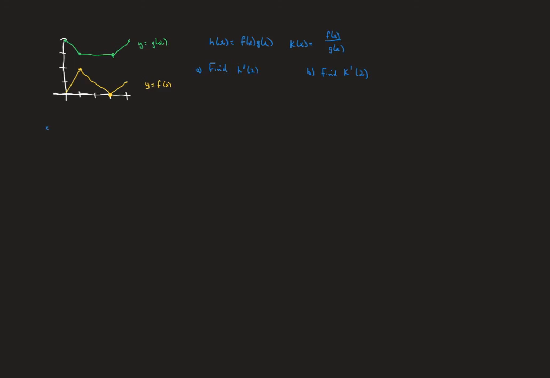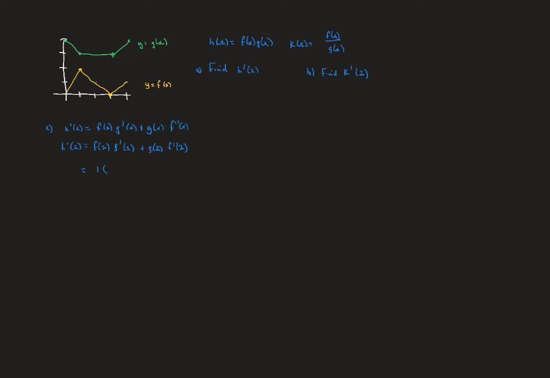So in part A, we want to find h prime of 2, so h prime of x is going to require us to use a product rule. And so that's the first times the derivative of the second plus the second times the derivative of the first. So h prime of 2 means we're going to get f of 2 times g prime of 2 plus g of 2 times f prime of 2. So now we have to evaluate these on the graph. f of 2, when we go to 2 and up on the f curve, that's going to be at 1. So that's going to be 1.